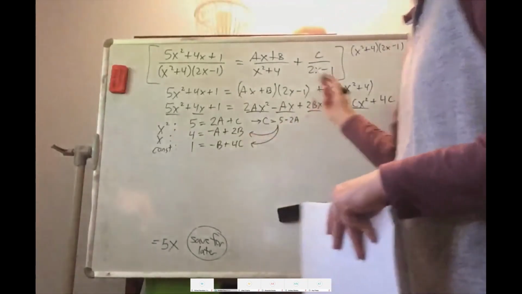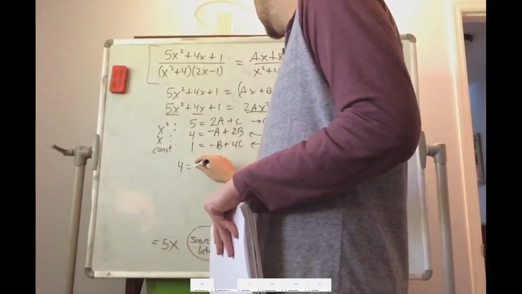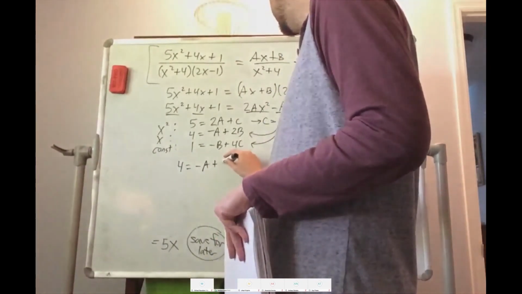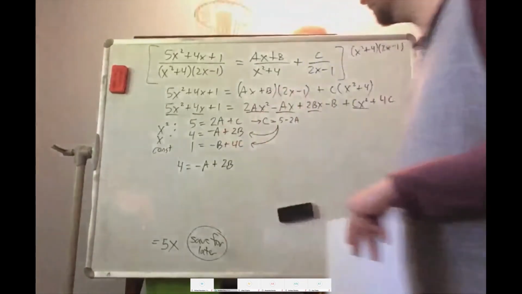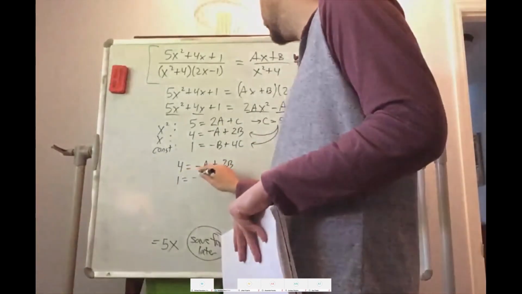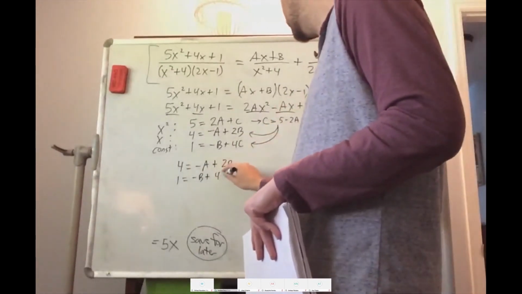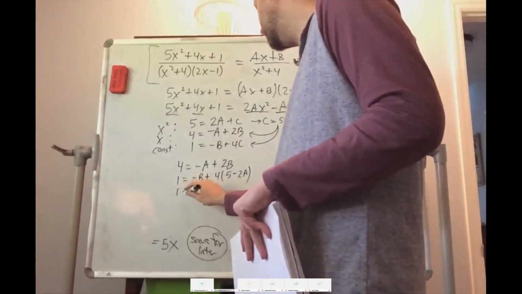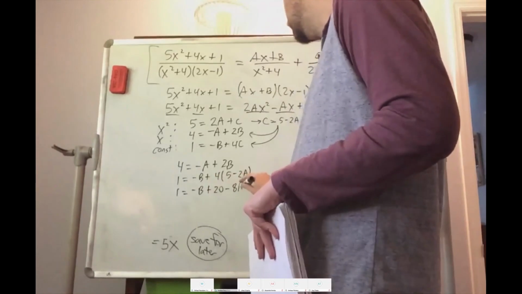When I plug into the x equation, I get 4 equals negative a plus... well, there is no c in that one equation, so that's fine. That equation is itself. And when I plug this into the last one, I get 1 is equal to negative b plus 4 times c, but that's 4 times 5 minus 2a. Or I could say it's 1 equals minus b plus 20 minus 8a.